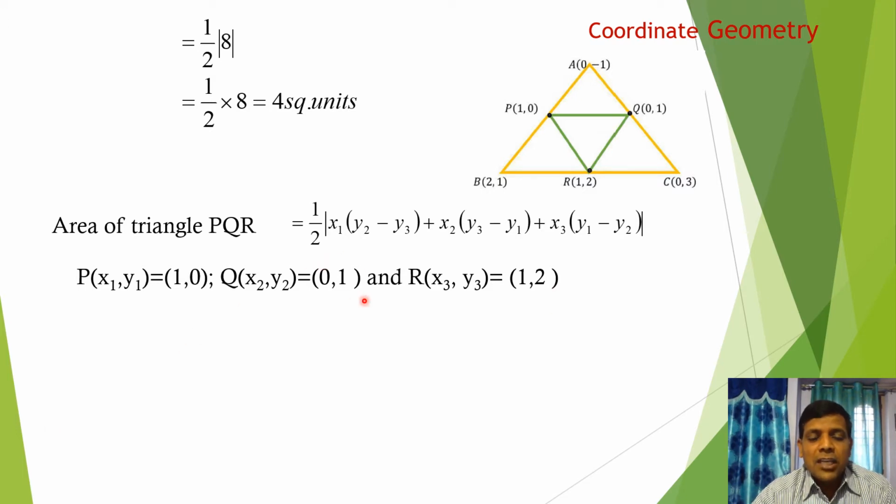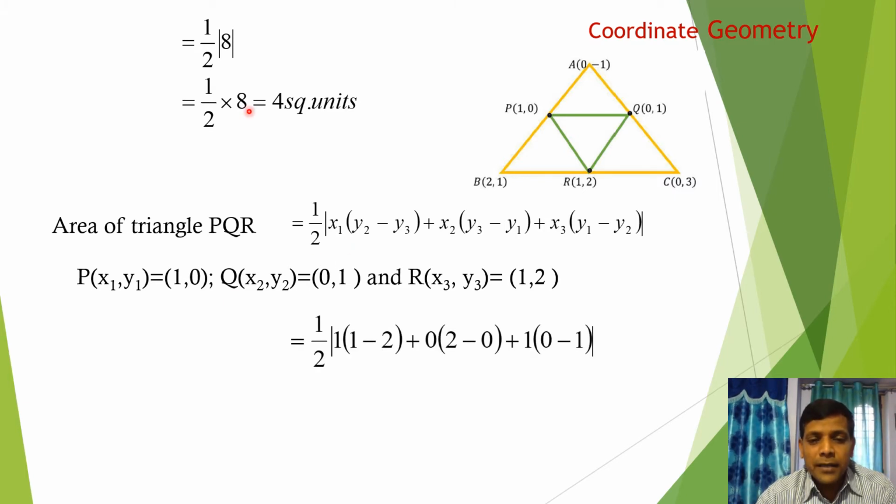So these coordinates we replace in the given area of triangle formula. Coming to substitution: half mod x1, that is 1, into (y2 minus y3), that is 1 minus 2, plus x2, which is 0, into (y3 minus y1), that is 2 minus 0, plus x3, which is 1, into (y1 minus y2), where y1 is 0 and y2 is 1.